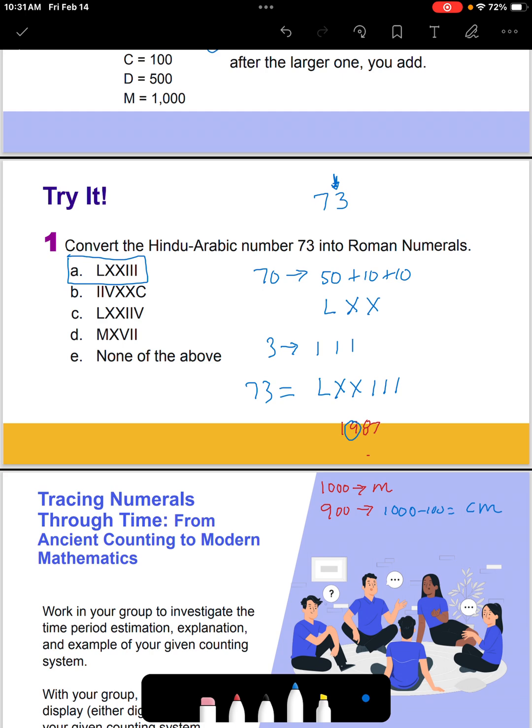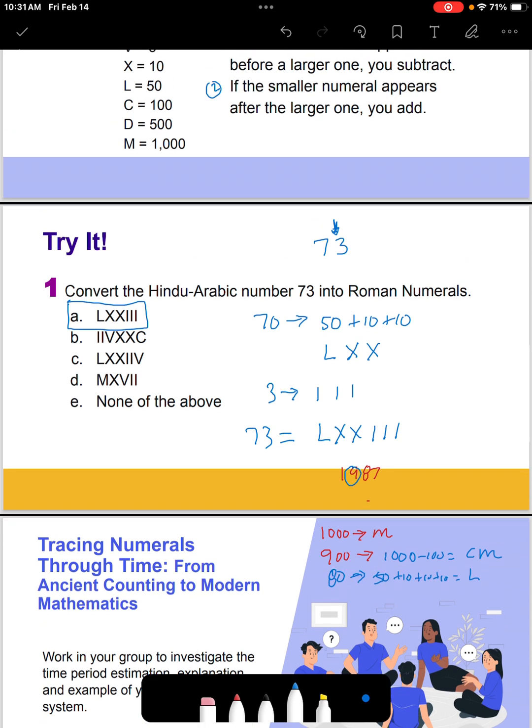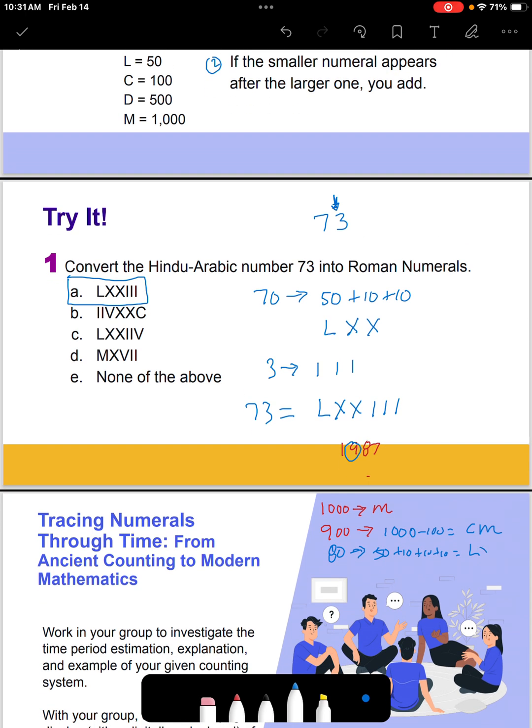And what do we got next? We got the 80, right? 80. So this time the 8 is after a larger number, so we add. So that's going to be 50 plus 10 plus 10 plus 10, which is going to be an L, right, which is 50, and 3 X's.